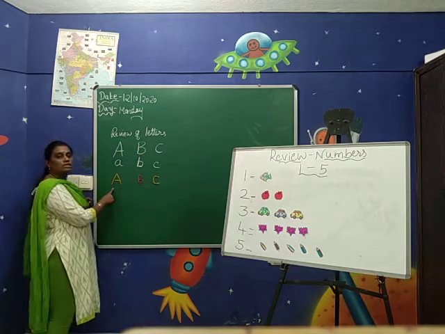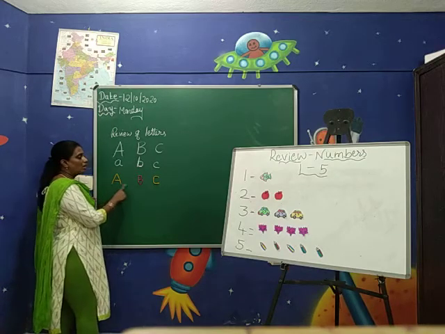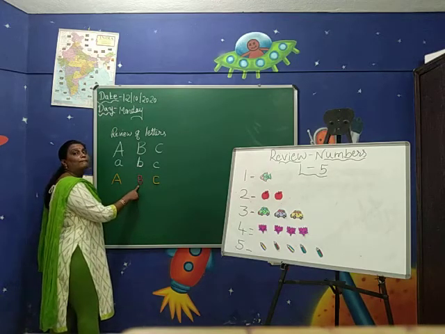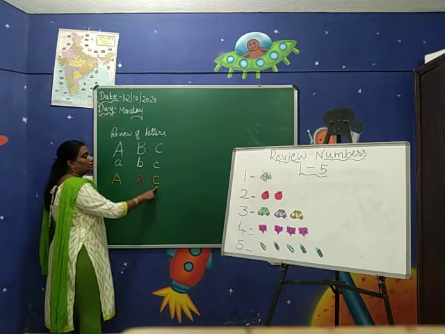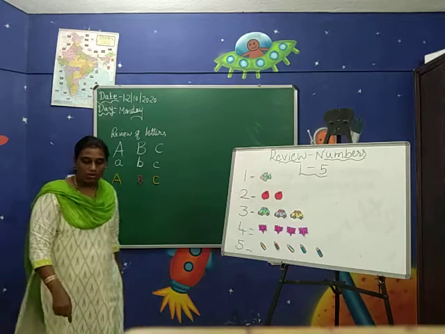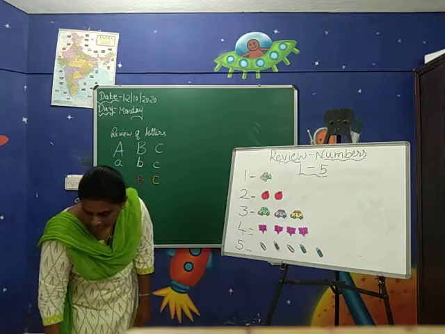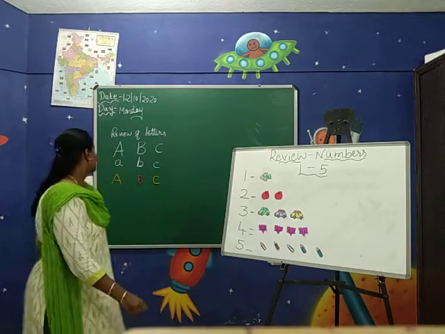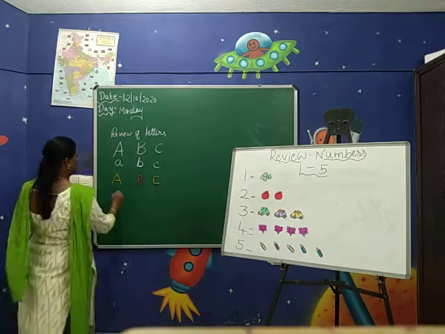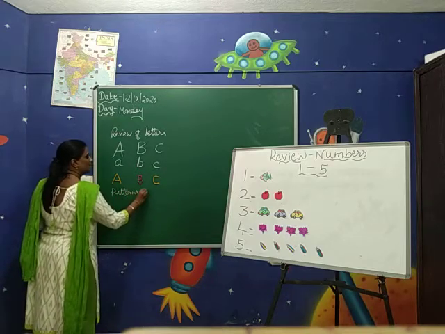Now, what is the phonics sound of letter A? A. What is the sound of letter B? B. What is the phonics sound of letter C? K. Yes. Now, after this we have learned one pattern. So, which are the patterns? Can you recognize the patterns I have taught you? Yes, children. Next is patterns review.